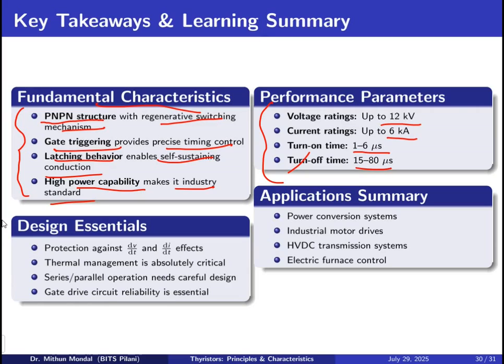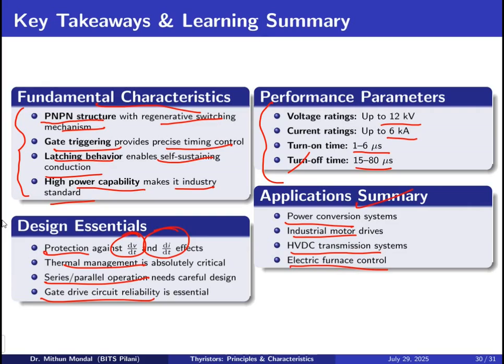We need to control the thyristors in terms of protection: dV by dt protection and di by dt protection. Thermal management is absolutely critical. Series and parallel operation need to be carefully designed, and gate drive circuit reliability is essential. Applications: we are using thyristors widely in power conversion, industrial motor drives, HVDC transmission systems, and electric furnace control. So this completes the lecture on thyristors, the basic principle and characteristics.